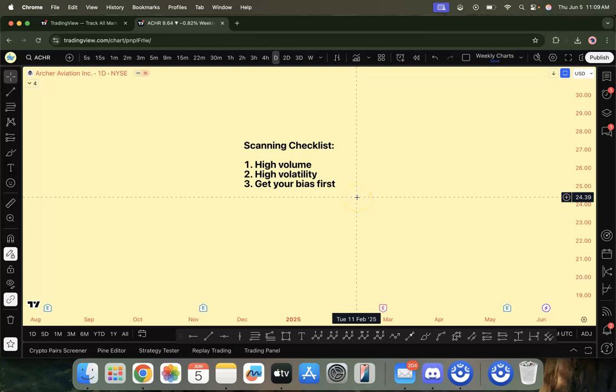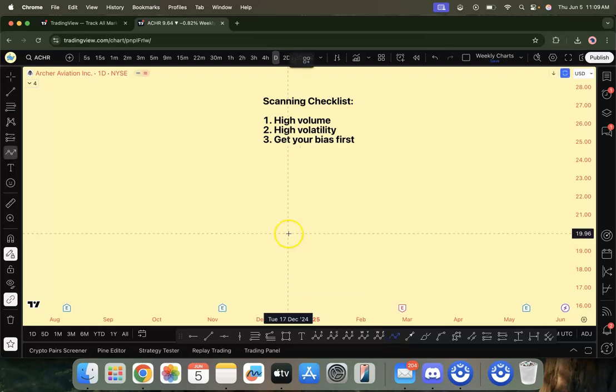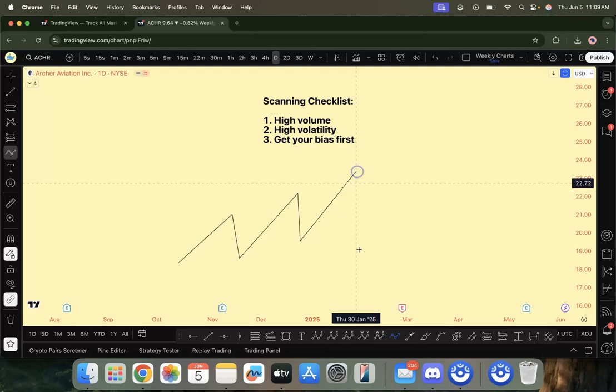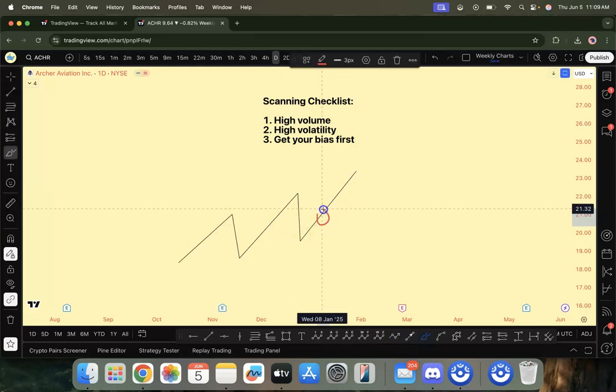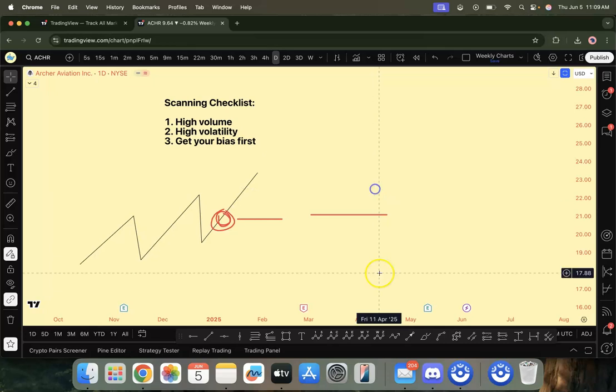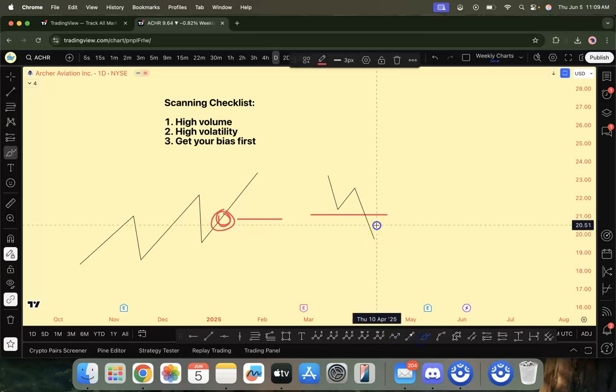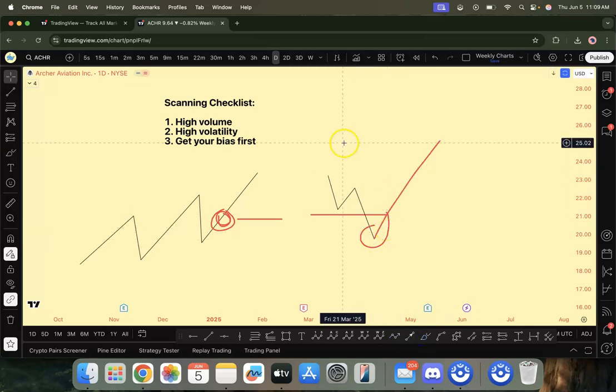Okay, and then finally, this is very important. You want to get your bias first. So always go to the higher time frame and look at the higher time frame. Is it trending up like this? Okay, perfect. So let's say price is right here. Okay. So now you want to go and magnifying glass here, okay, and look for potential entries to get in to go higher on the smaller time frames, okay?